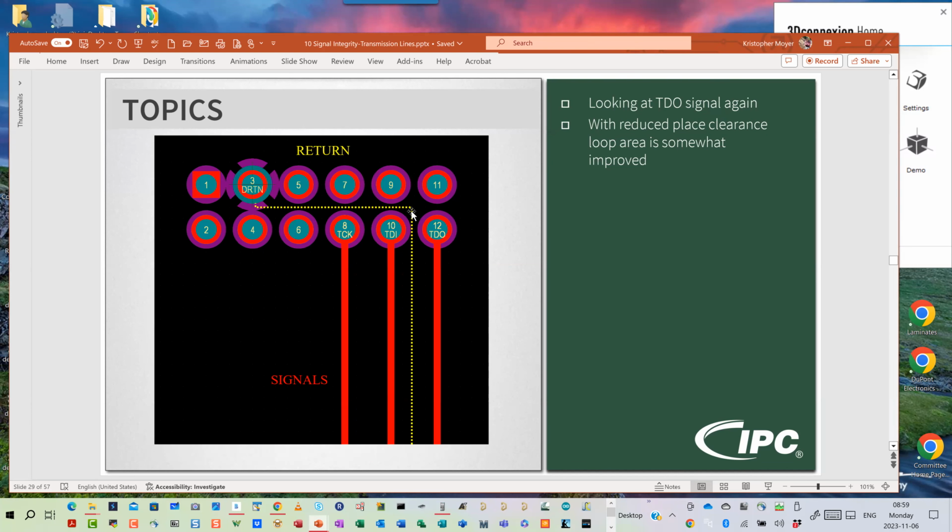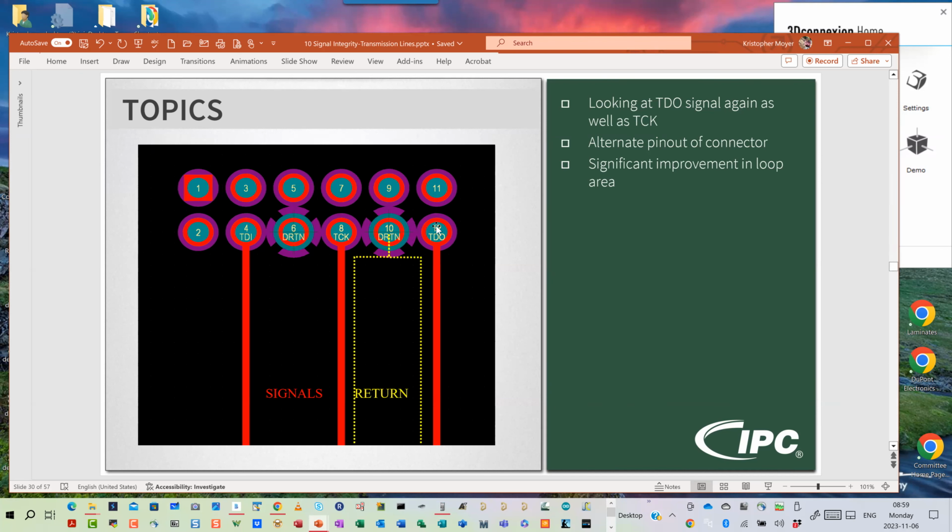Okay, maybe you can talk to your fabricator, and in this one localized area, they're willing to allow you to do a reduced plane boundary clearance. This is somewhat improved because now the return current still flows underneath, but instead of having to go all the way up and around, it still has to go underneath. But again, I still have a fairly large loop between this point right here and this point right here.